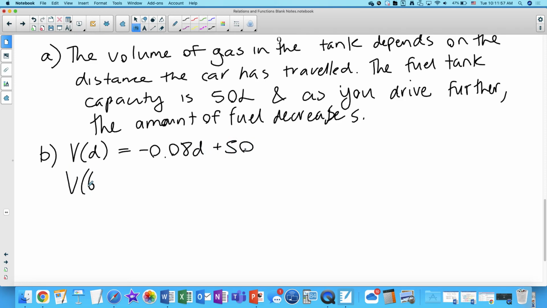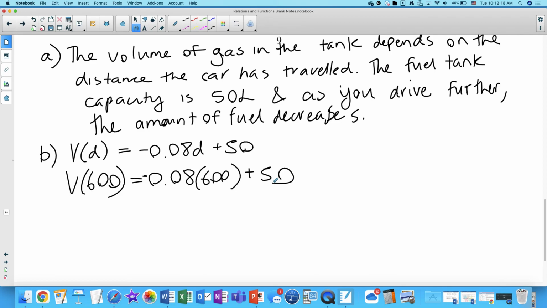600. And then evaluate that, right? So negative 0.08, I'm just doing this on a calculator, times 600 plus 50. So that is 2.